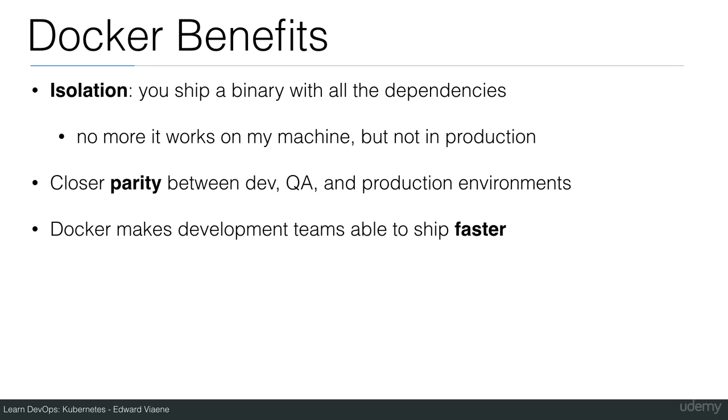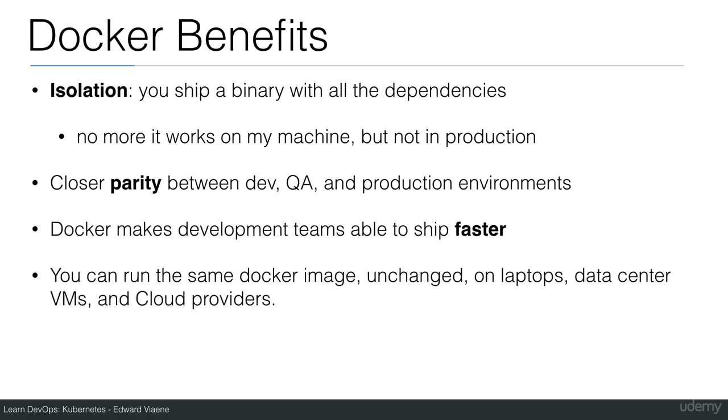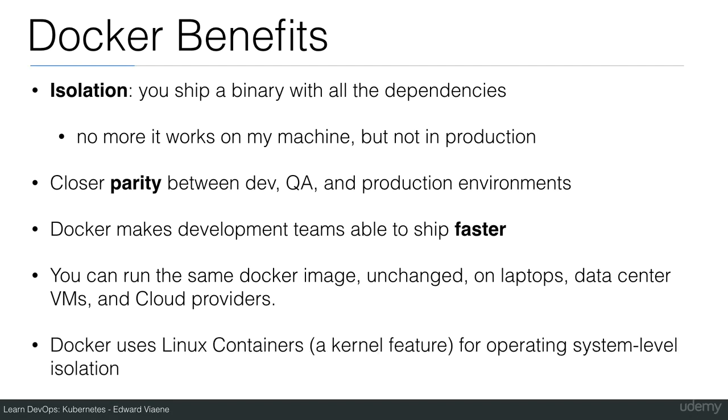We can build images pretty quick. You can then distribute them pretty easily using Docker Hub or another registry, and then your servers can start pulling those images. This would be a lot more cumbersome with virtual machine images than with container images. You can run the same Docker image unchanged on laptops, data center VMs, and cloud providers. So you can have the same image that you run on-premise and in the cloud, and it should act exactly the same. Docker uses Linux containers, which is a kernel feature for operating system level isolation.